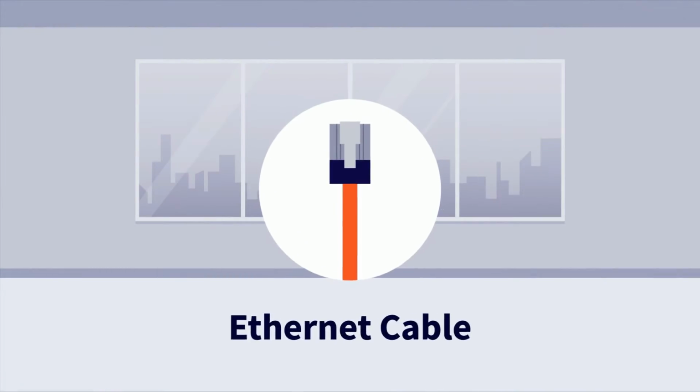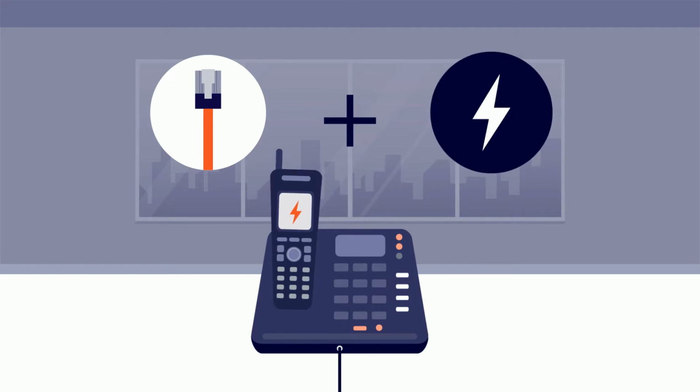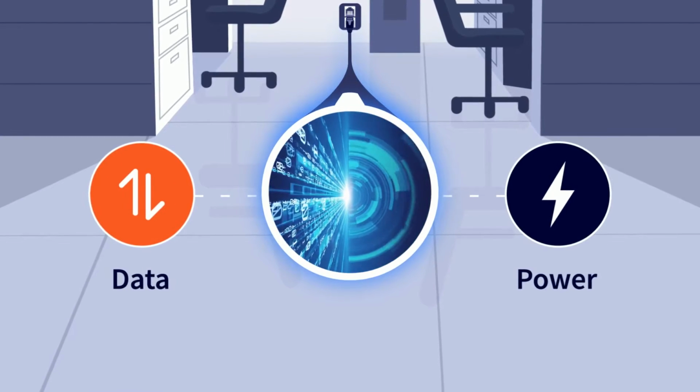You've seen an Ethernet cable. It's how computers communicate with each other over wires. Now imagine if that cable could also provide power to your device like a phone. One Ethernet cable combines safe DC power and data.